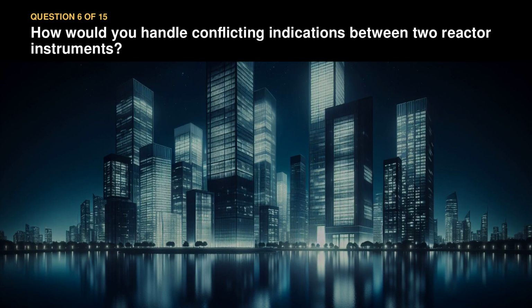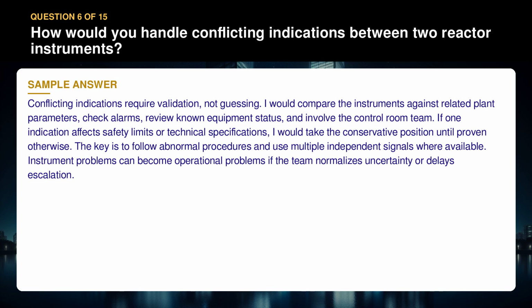Question 6. How would you handle conflicting indications between two reactor instruments? Conflicting indications require validation, not guessing. I would compare the instruments against related plant parameters, check alarms, review known equipment status, and involve the control room team. If one indication affects safety limits or technical specifications, I would take the conservative position until proven otherwise. The key is to follow abnormal procedures and use multiple independent signals where available.